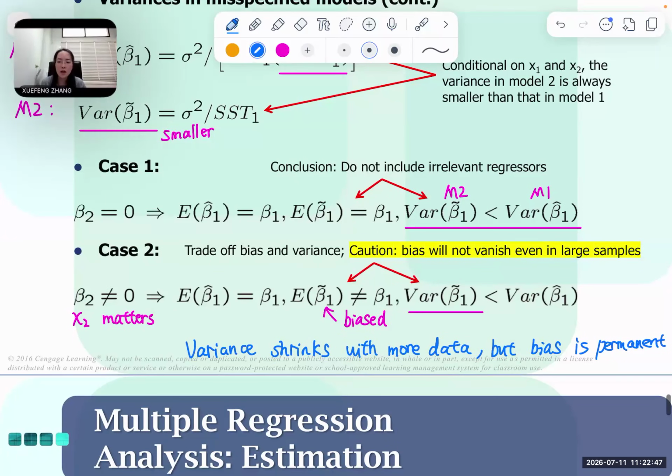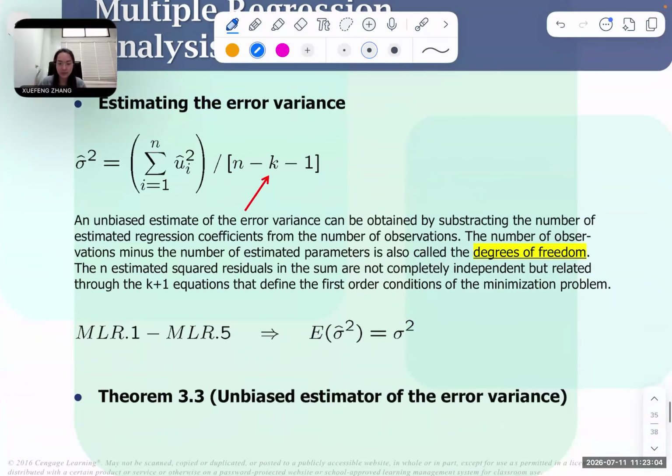So in large samples, the case for including x2 becomes much stronger, since the variance advantage of dropping it matters less and less, while the bias problem never goes away. Same as simple linear regression, right? Because sigma square, we've been using sigma square the whole time, but in reality, we never know it. We have to estimate it. So this slide shows how.